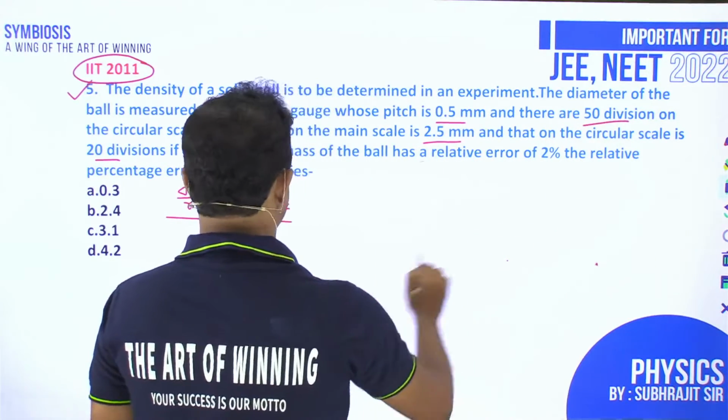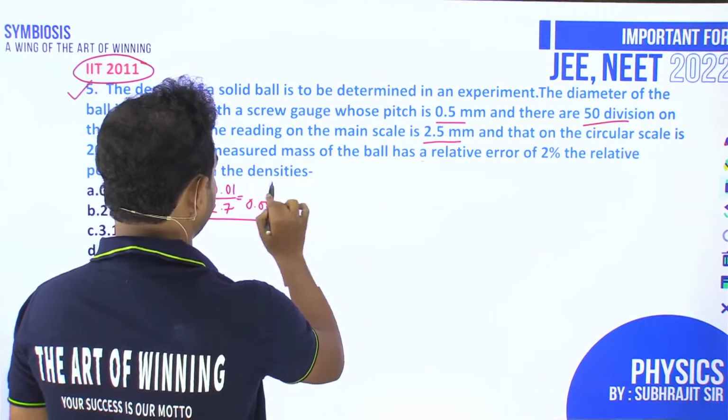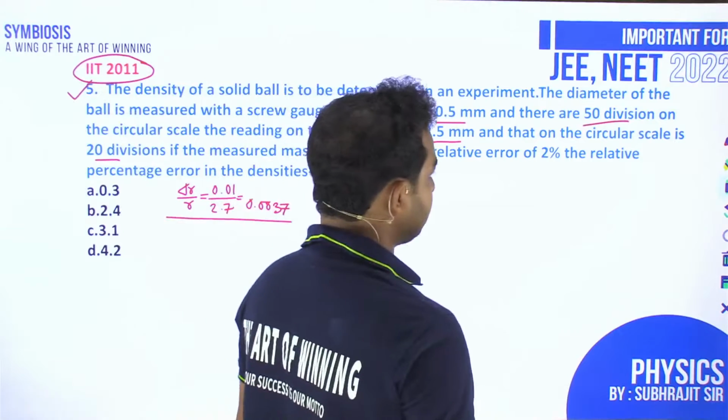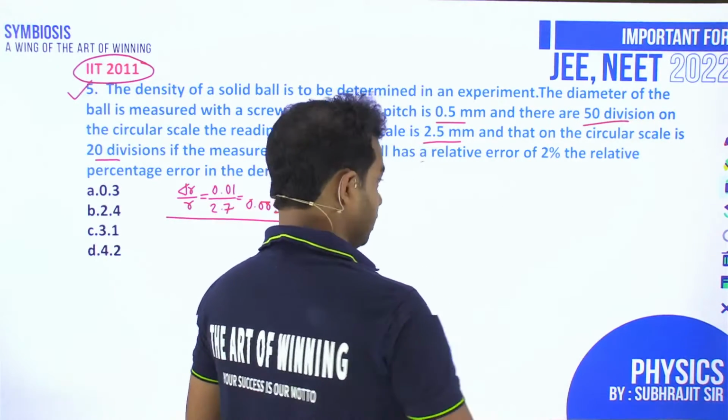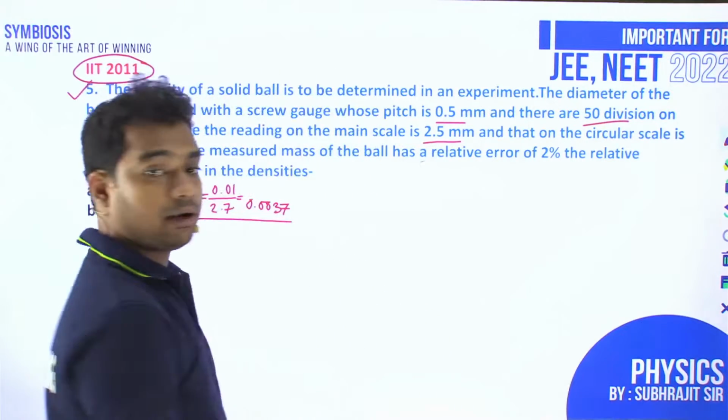Okay, so we already found the values of del R by R. Now we want to find the percentage error in the densities.